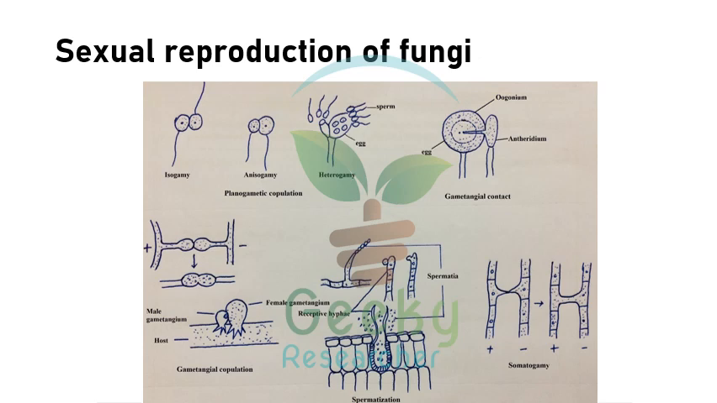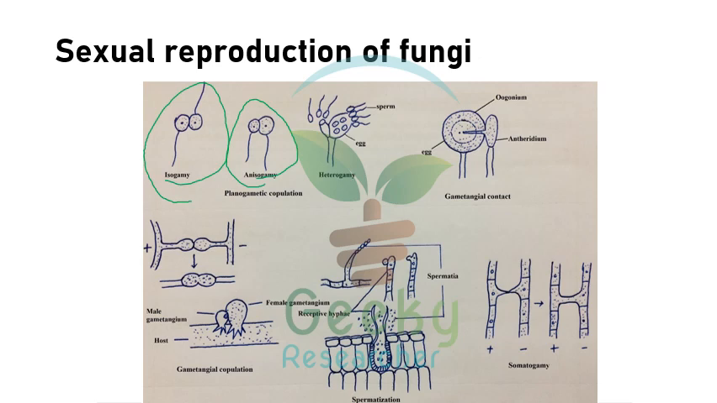Plasmogamy is again divided into many types, that is, planogametic copulation, otherwise called gametogamy. In planogametic copulation we can see isogamy. Iso means same, gamy means fusion. So the fusion of the same kind of gametes, which are morphologically and physiologically similar, is isogamy. Isogamy can be observed in fungi like Olpidium and Synchytrium.